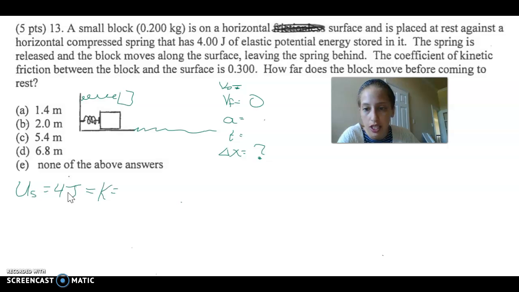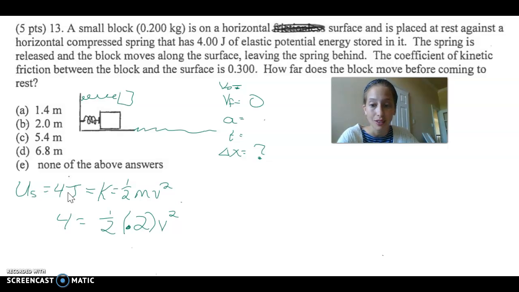So that'll be our kinetic energy, and that equals 1/2 mv². So 4 equals 1/2. The mass is 0.2. Velocity squared. So this is one equation with one unknown. We can solve this. So I'm going to divide by 0.5 to get 8. I was pretty sure it was 8, but I wasn't sure. Then we divide by 0.2. Take the square root, that velocity is 6.32, let's keep it accurate, meters per second. So that's our initial velocity, woo!